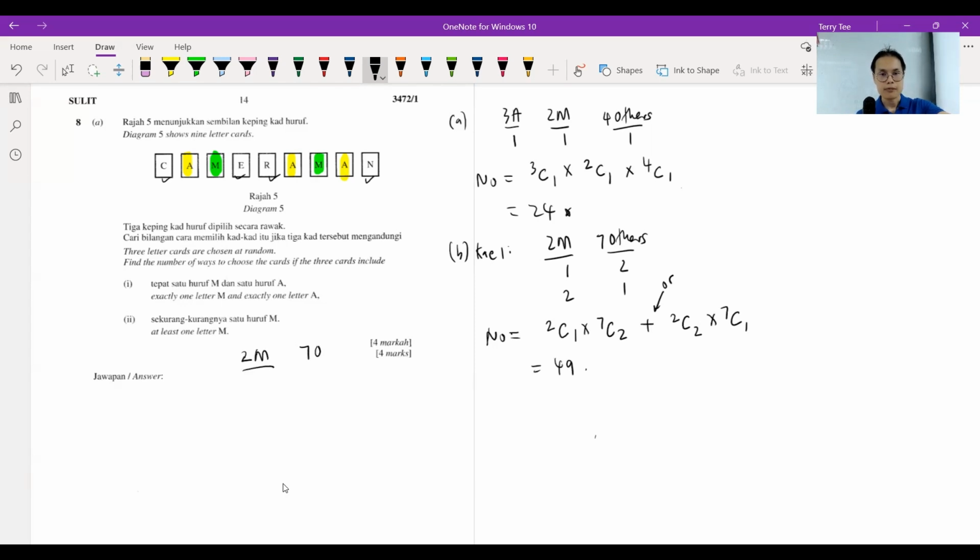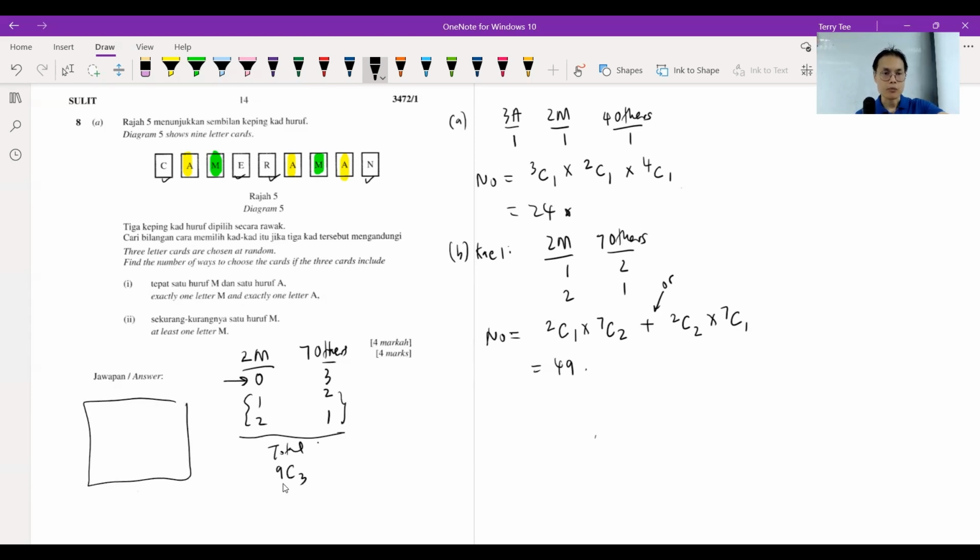2M, 7 others, right? We can choose 0M, 1M, 2M. This will be 3, 2, 1. And this is your total, your jumlah. Okay. Now we already know the total is any 9 cards. I choose 3. And if I take total minus this, I get the rest I want.